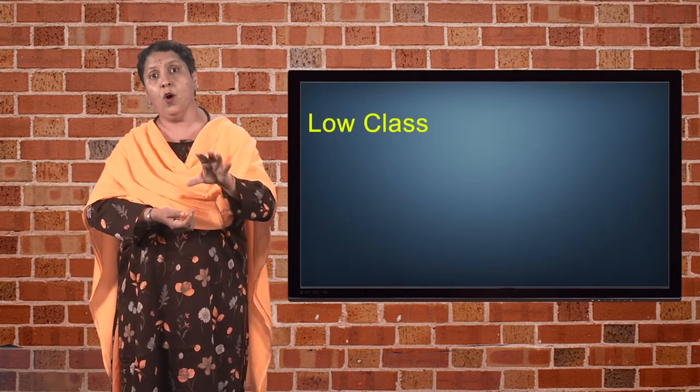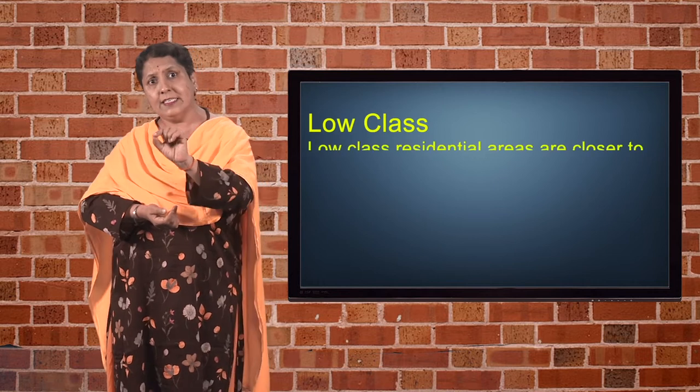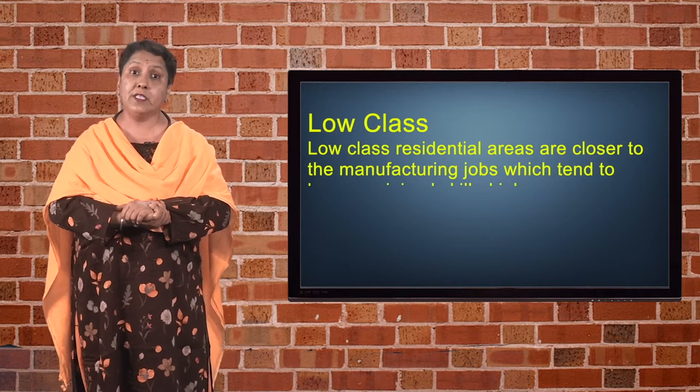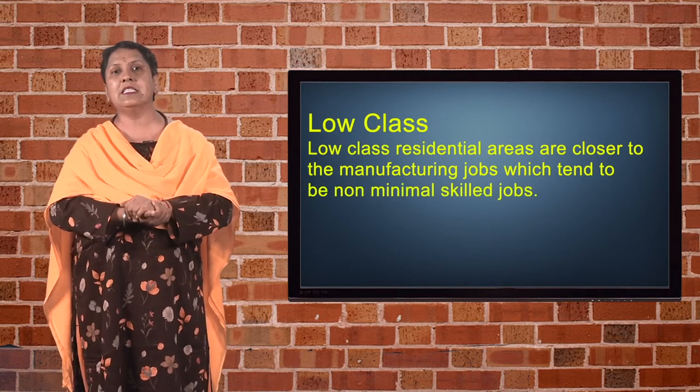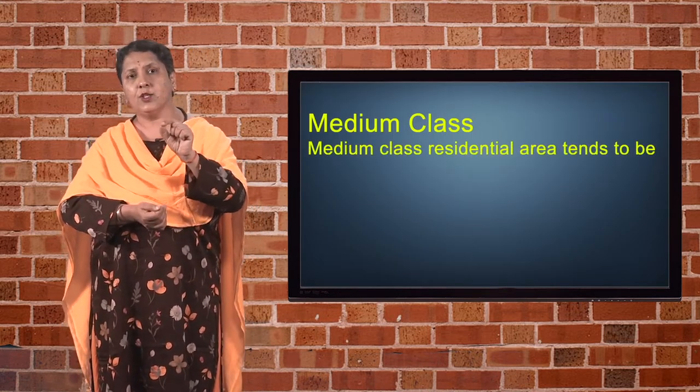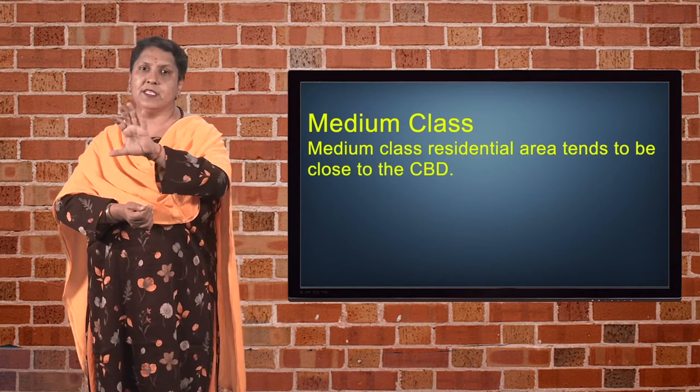With reference to low class, the low class residential areas are closer to the manufacturing jobs, which tend to be non-minimal skilled jobs. They also tend to have low wages, which in turn lead to a low class resident. The medium class residential area tends to be close to the central business district. It also has more space to spread out to support the population which is doing the skilled labor jobs.